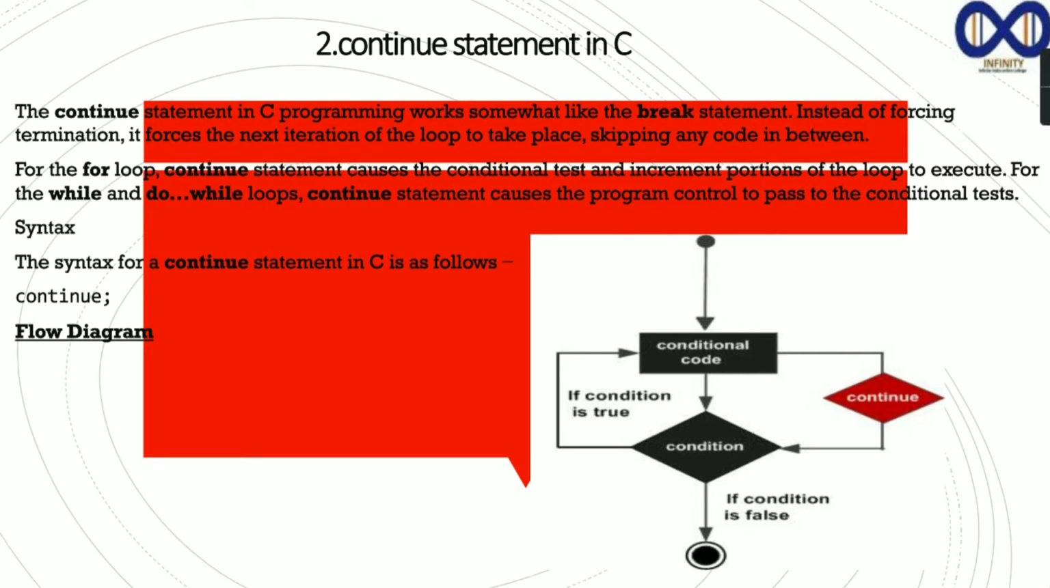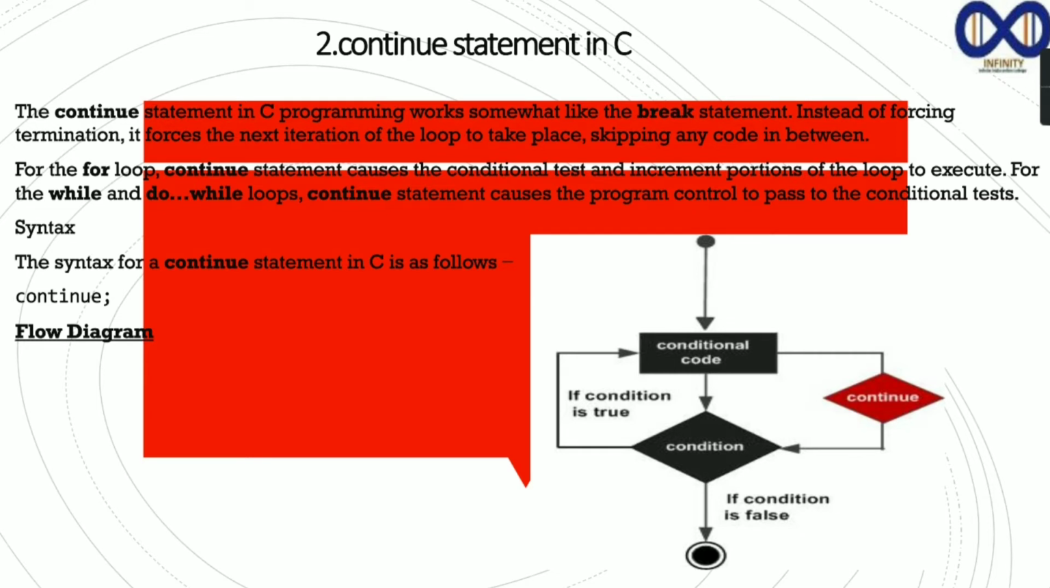The second one is the continue statement in C. The continue statement in C programming works somewhat like the break statement. Instead of forcing termination, it forces the next iteration of the loop to take place, skipping any code in between. For the for loop, the continue statement causes the conditional test and increment portions of the loop to execute. For the while and do while loops, the continue statement causes the program control to pass to the conditional test.